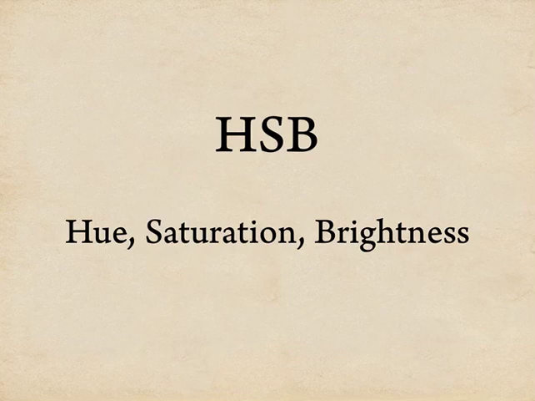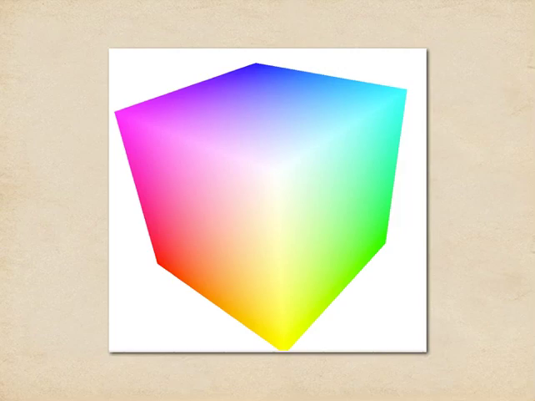want. As we saw in the RGB video, we often think of the red, green, blue space as a cube, and you can find any color you want inside this cube, but sometimes it can be a challenge to find just the right color you're looking for. The HSB system was designed to get around this problem.